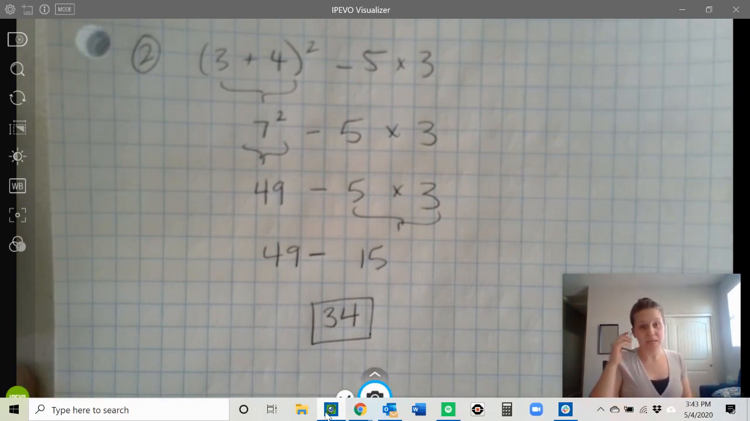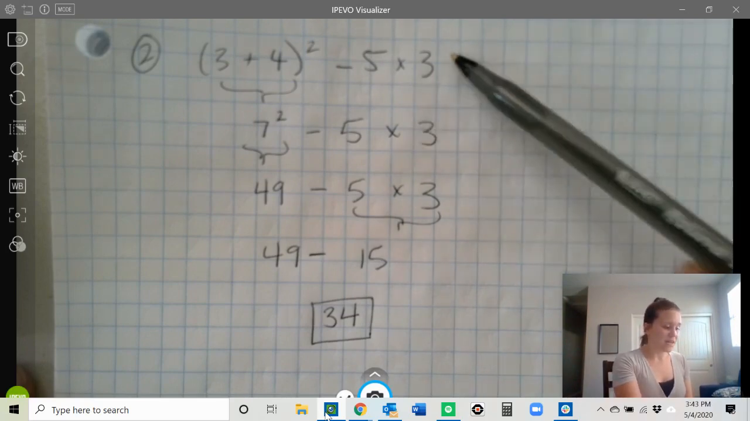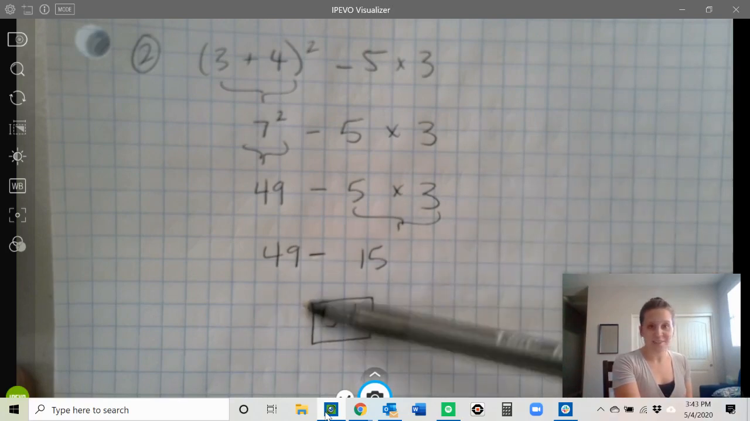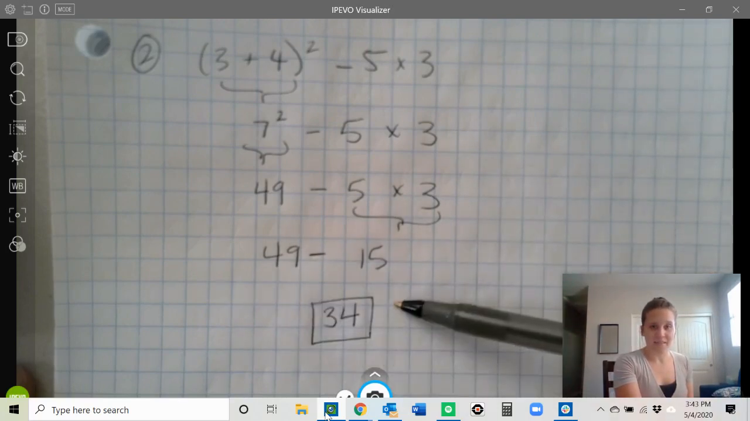I love this question because there are grouping symbols, there's an exponent, there's multiplication and subtraction. So all 4 steps in our order of operations, we have to do them in the correct order. We all have to do it the same way in order to get the same answer. So it's important you follow the same order that I did. You should get 34.